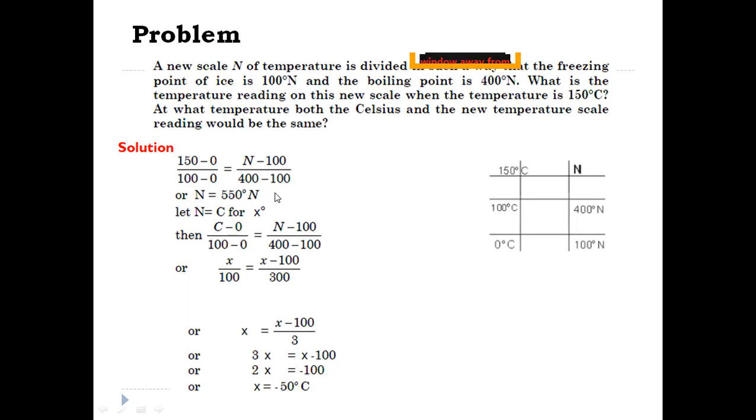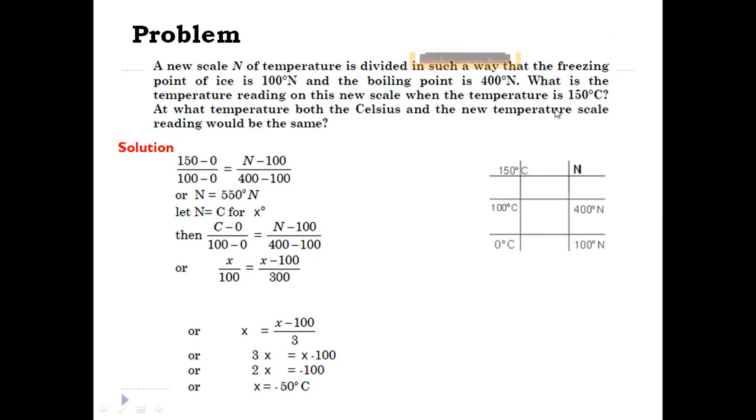So if we take one example problem here, a new scale N of temperature is divided in such a way that the freezing point of ice is given as 100 degrees in the new scale, and the boiling point is given as 400 degrees N. So that is some new scale, represented with N here. What is the temperature reading on this scale when the temperature is 150 degrees centigrade? So if in the centigrade scale you measure the temperature as 150 degrees centigrade, what is the corresponding temperature on this new scale?